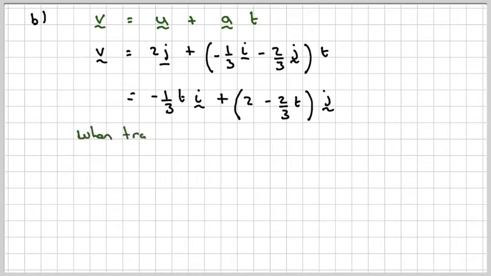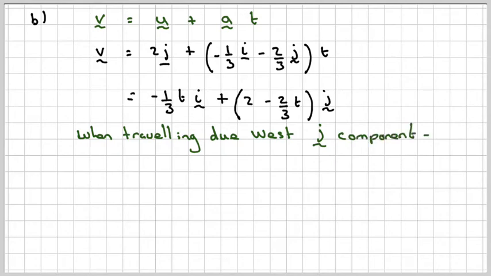Now, if it was travelling due west, the j component would have to be 0. And don't forget, velocity gives direction. So we've got 2 minus 2/3 t, because that has to be equal to 0, and then 2/3 t is equal to 2, and therefore t is equal to 3 seconds.